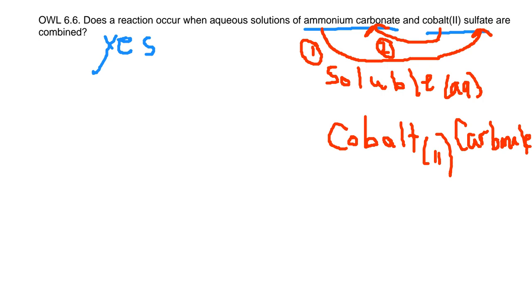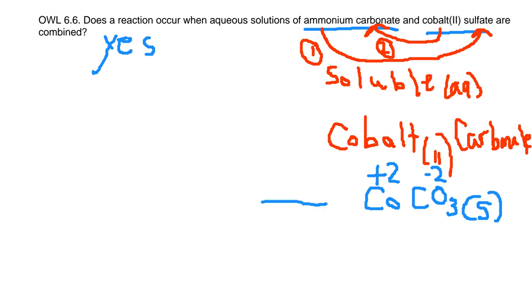So cobalt with a Roman numeral II means that it's positive 2. Carbonate, one of the polyatomic ions, has the formula CO3, negative 2. And so when you look at those charges, they are equal and opposite, and therefore we do not need any additional subscripts. Since it's an insoluble product, the state of matter is going to be solid. It's the product of the precipitation reaction.